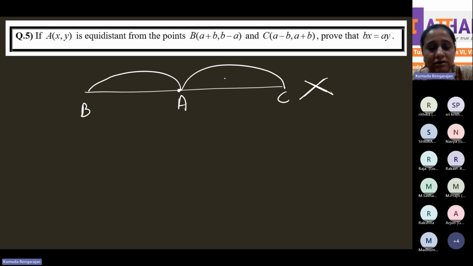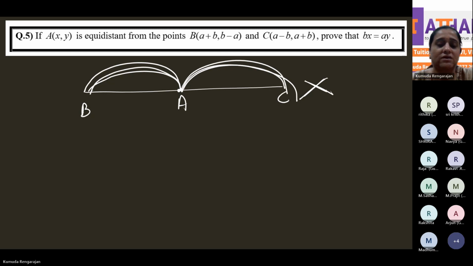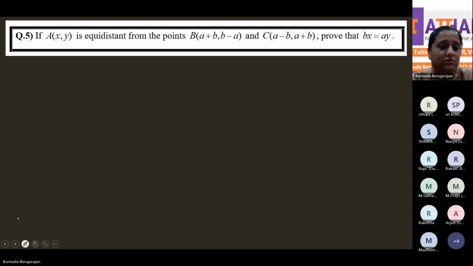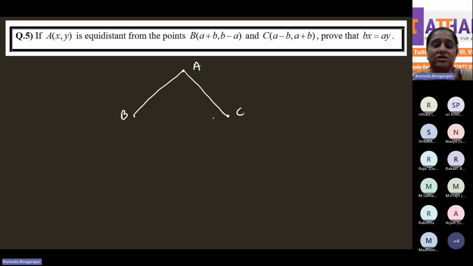If they are collinear and A is the midpoint of BC, then A is equidistant from B and C. But this you cannot assume. So we have 3 points A, B, and C. A is equidistant from B and C, meaning the distance from A to B is the same as the distance from A to C.